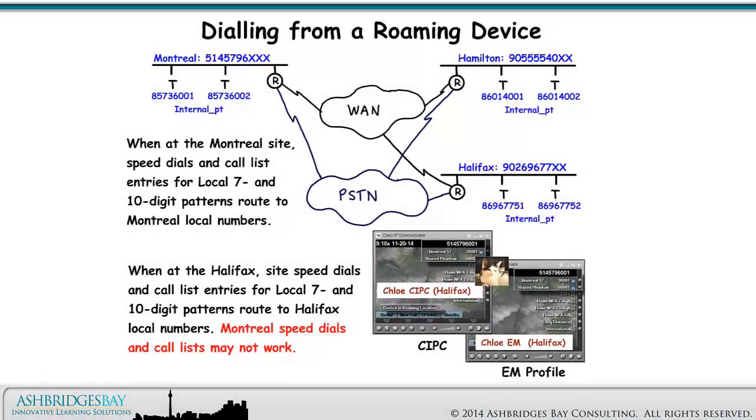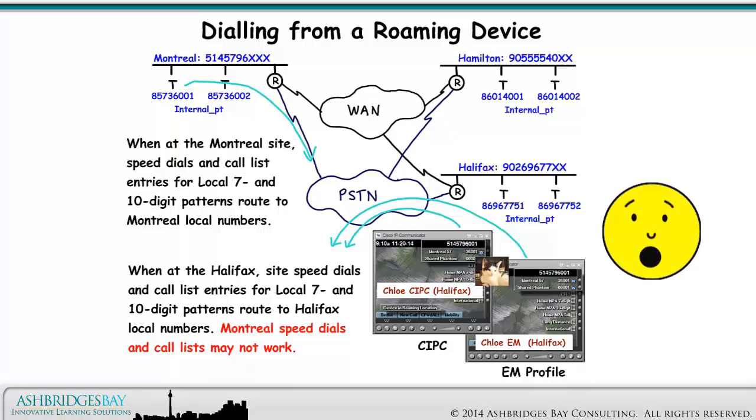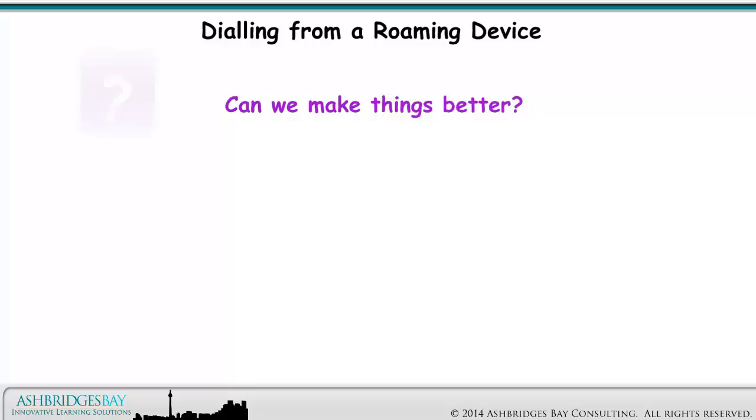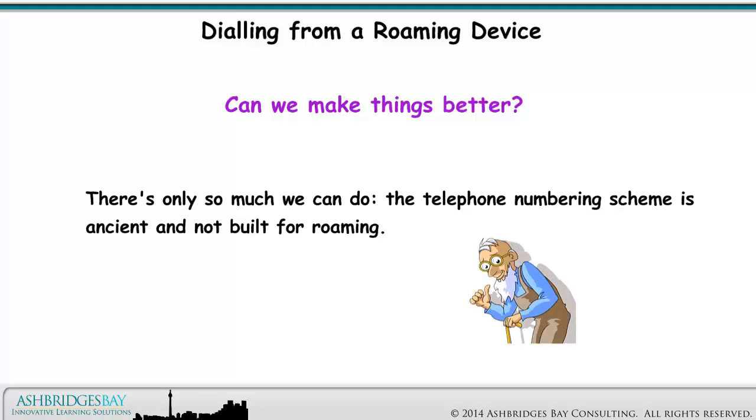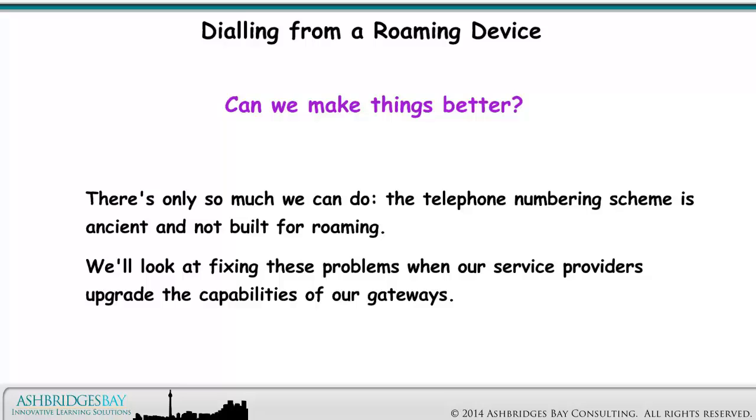When at the Montreal site, speed dials and call list entries for local 7 and 10-digit patterns route to Montreal local numbers. When at the Halifax site, speed dials and call list entries for local 7 and 10-digit patterns route to Halifax local numbers. Montreal speed dials and call lists may not work. There's only so much we can do. The telephone numbering scheme is ancient and not built for roaming. We'll look at fixing these problems when our service providers upgrade the capabilities of our gateways.